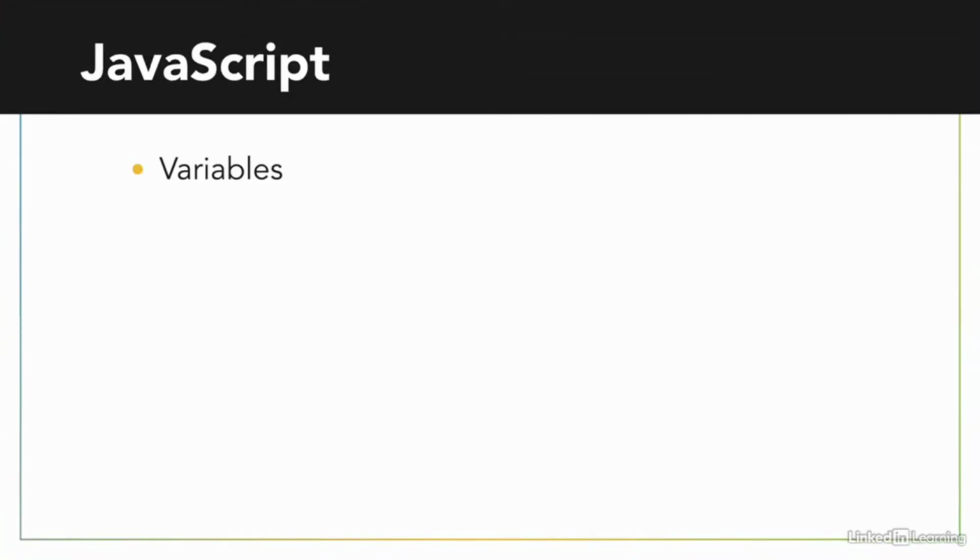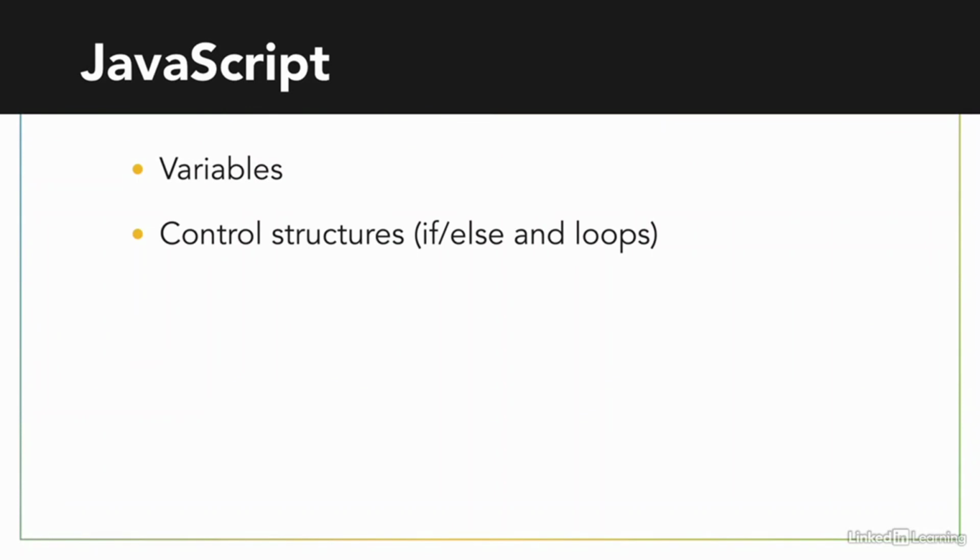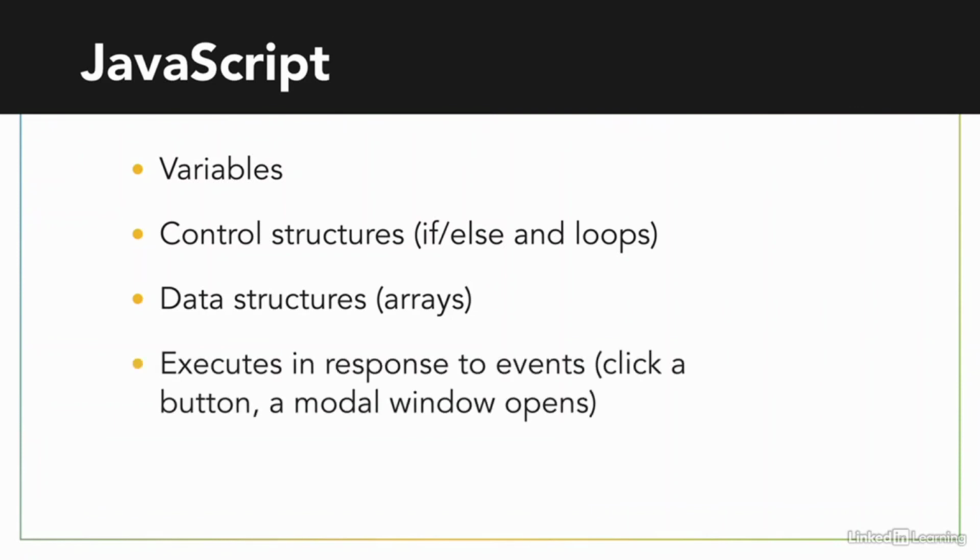Like CSS, JavaScript is usually contained in its own documents and linked to the HTML page where it will execute. Since JavaScript is a programming language, it includes many of the same elements you find with other languages. For example, it includes variables, control structures like if-else and loops, data structures like arrays, and so forth. Frequently, JavaScript executes in response to events on the web page. For example, when I click this button, I launch a modal window or open an accordion panel. In general, JavaScript is closely tied to your HTML.